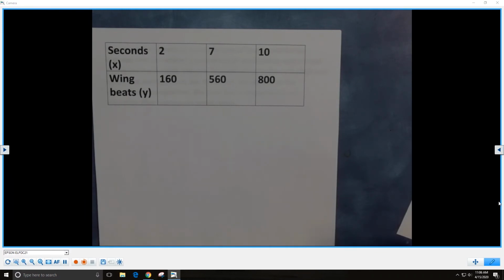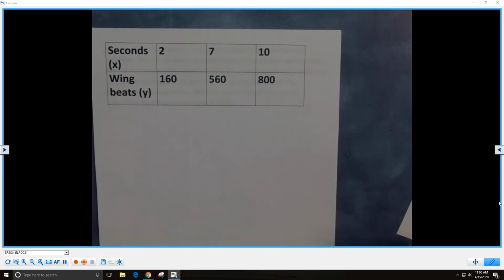There's a proportional relationship between the number of wing beats per second for a hummingbird in flight. Have you ever seen a hummingbird when it's flying? The wings beat so fast that you can barely see them. The wing goes up, comes down, and goes back up, and this is considered a wing beat. So let's consider the data in this table.